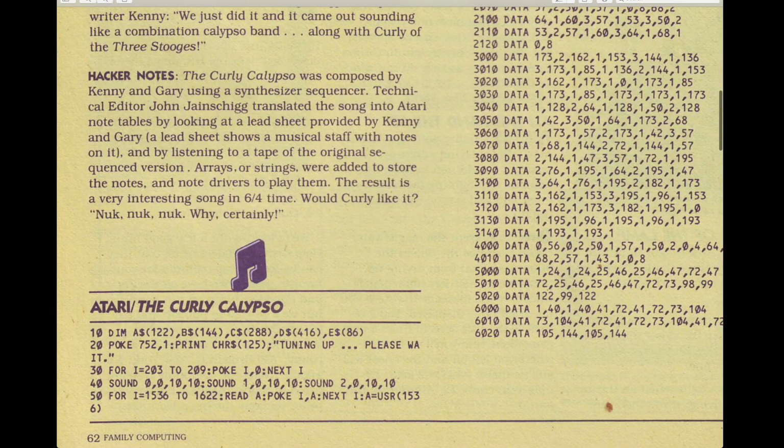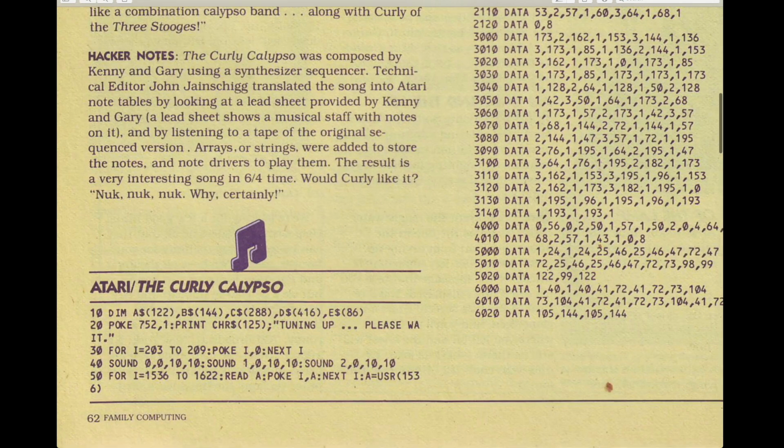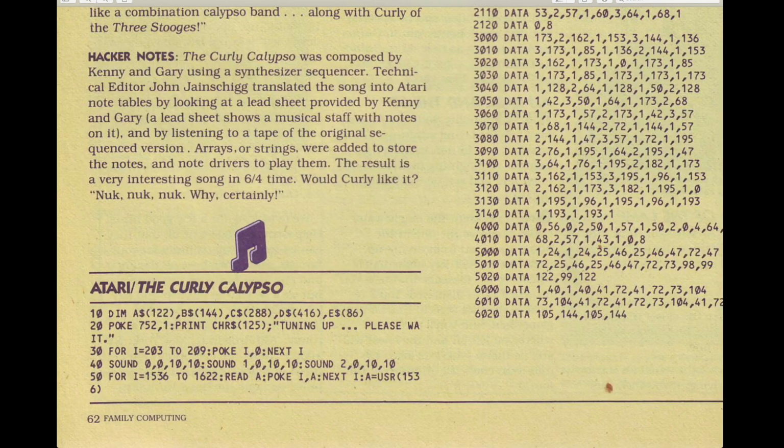Hacker notes. The Curly Calypso was composed by Kenny and Gary using a synthesizer sequencer. Technical editor John Janeshig translated the song into Atari note tables by looking at a lead sheet provided by Kenny and Gary. A lead sheet shows a musical staff with notes on it, and by listening to a tape of the original sequenced version. Arrays or strings were added to store the notes and note drivers to play them. The result is a very interesting song in 6/4 time. Would Curly like it? Nuck, nuck, nuck. And there you have it.